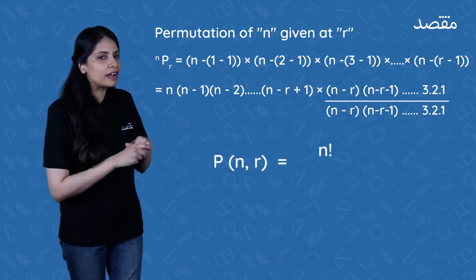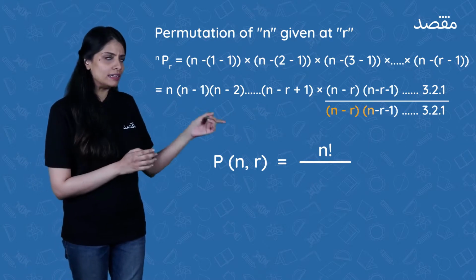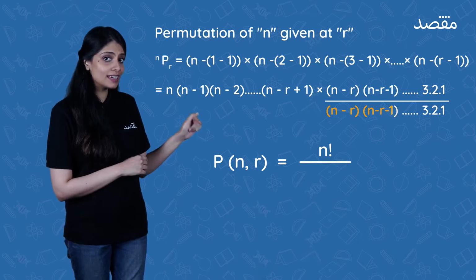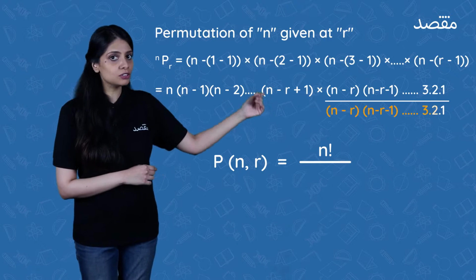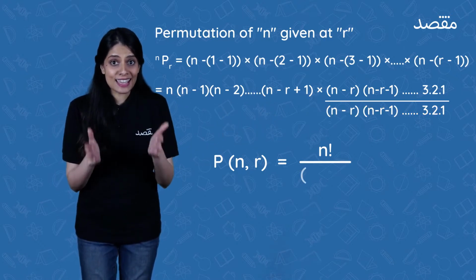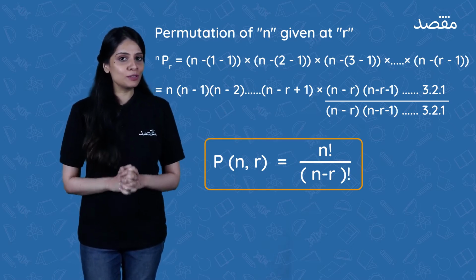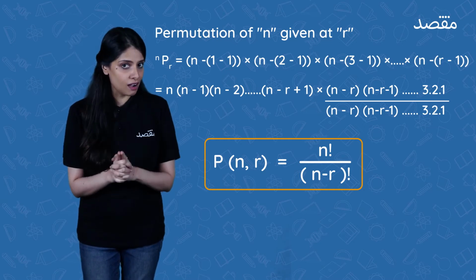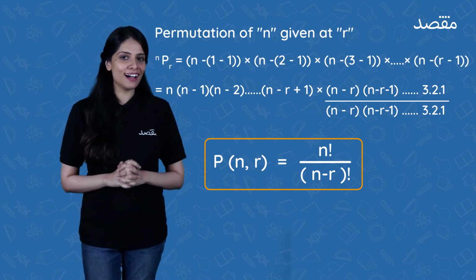Now what have we divided it by? n minus r into 1 less of n minus r, which is n minus r minus 1, and it goes all the way to 3 into 2 into 1. So this would be, you're right, n minus r factorial. So now we have proven the formula of permutation, which is nPr is equal to n factorial divided by n minus r factorial.